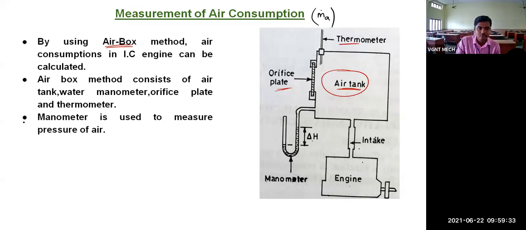What is the use of the manometer? The manometer is used to measure the pressure of the air, because this air tank is connected with the engine cylinder through the intake valve or intake port. From this air tank, we are supplying air to the engine cylinder. With which pressure we are supplying this air to the engine cylinder, that pressure will be measured with the help of this manometer.